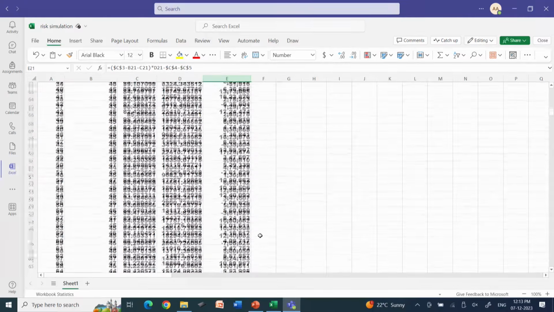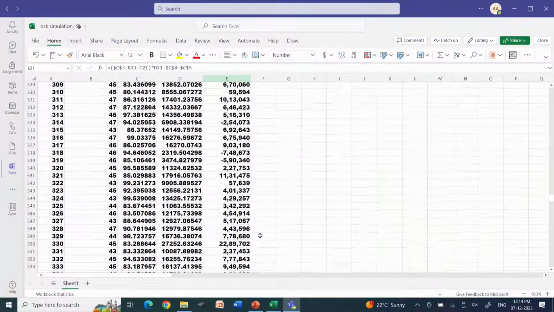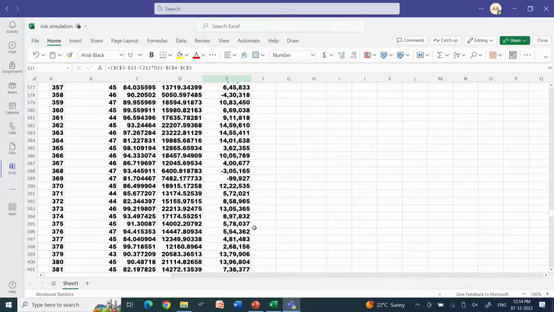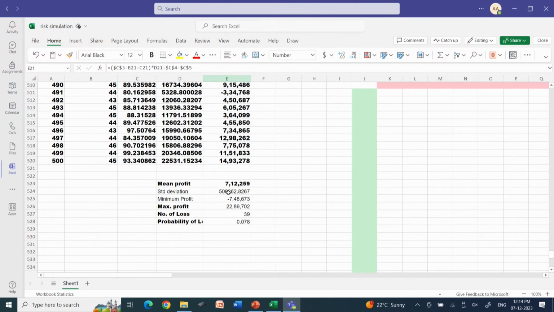How many trials have I done? I have done 500 trials. So, what have I done here? I randomly generated the labor cost, part cost and demand, then I used the profit function. The last column E is the profit function. I got some statistics: mean profit is 7,12,259, the standard deviation is given, the minimum profit because there is a MIN function, and the maximum profit because there is a MAX function.